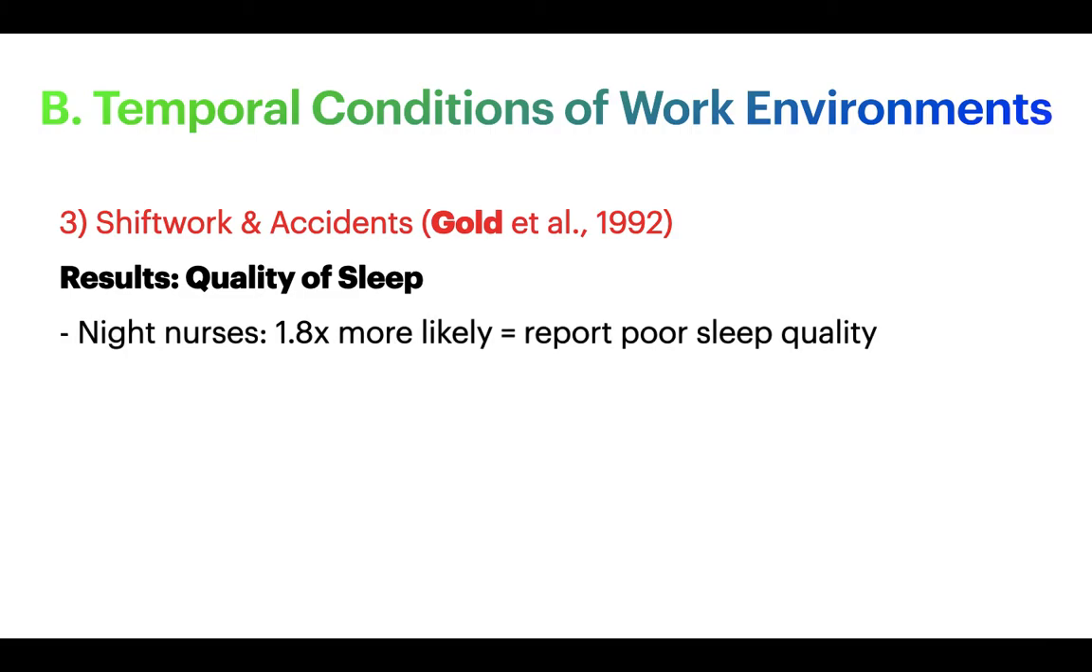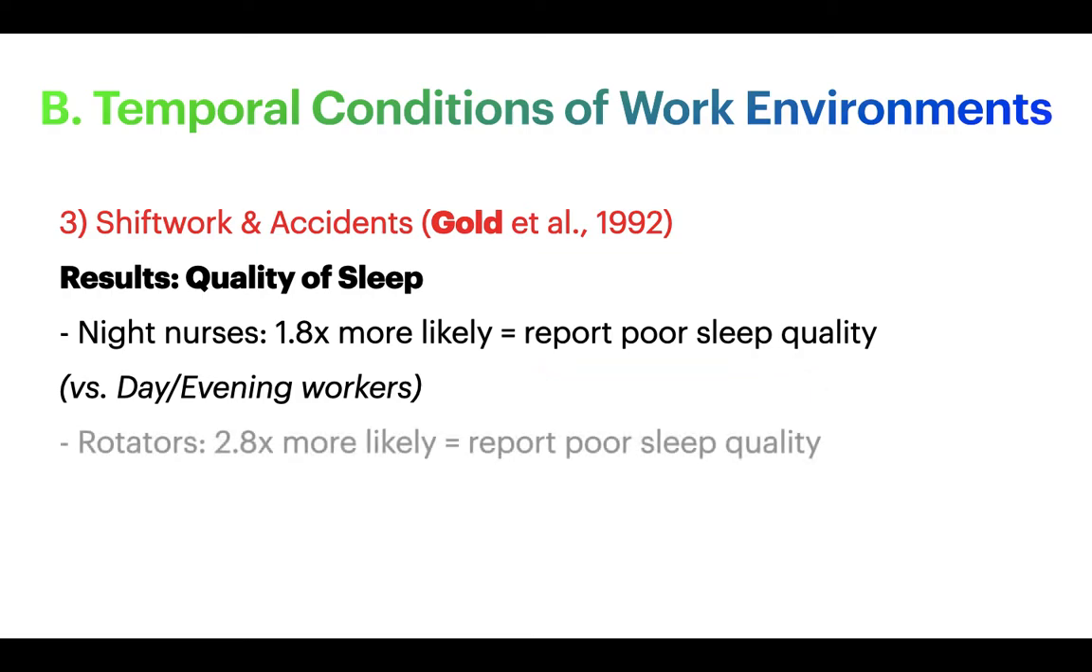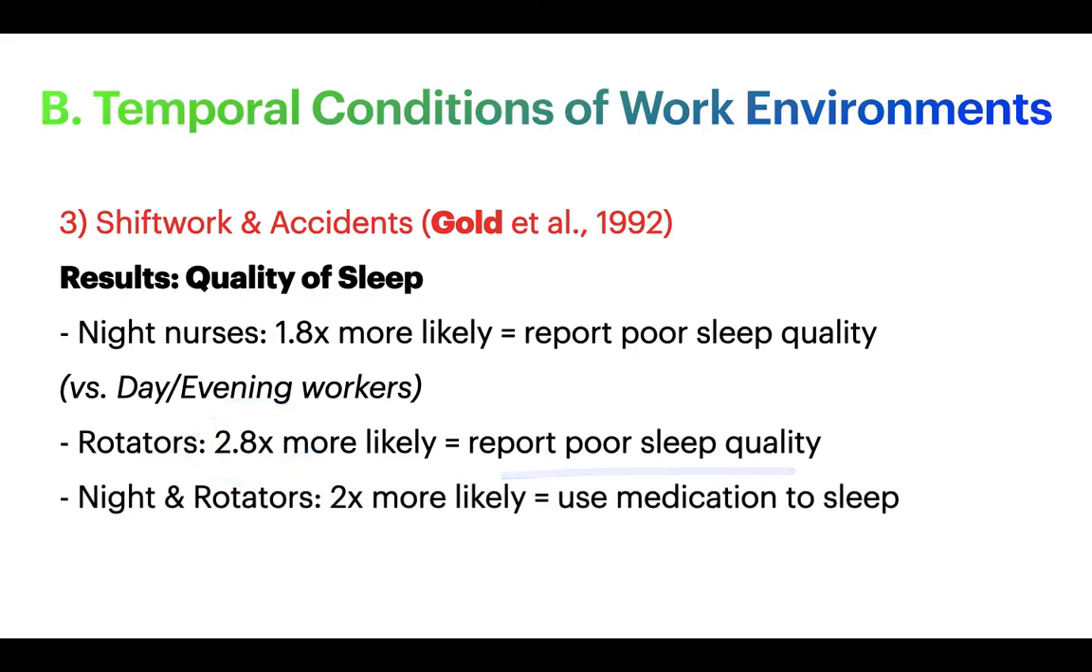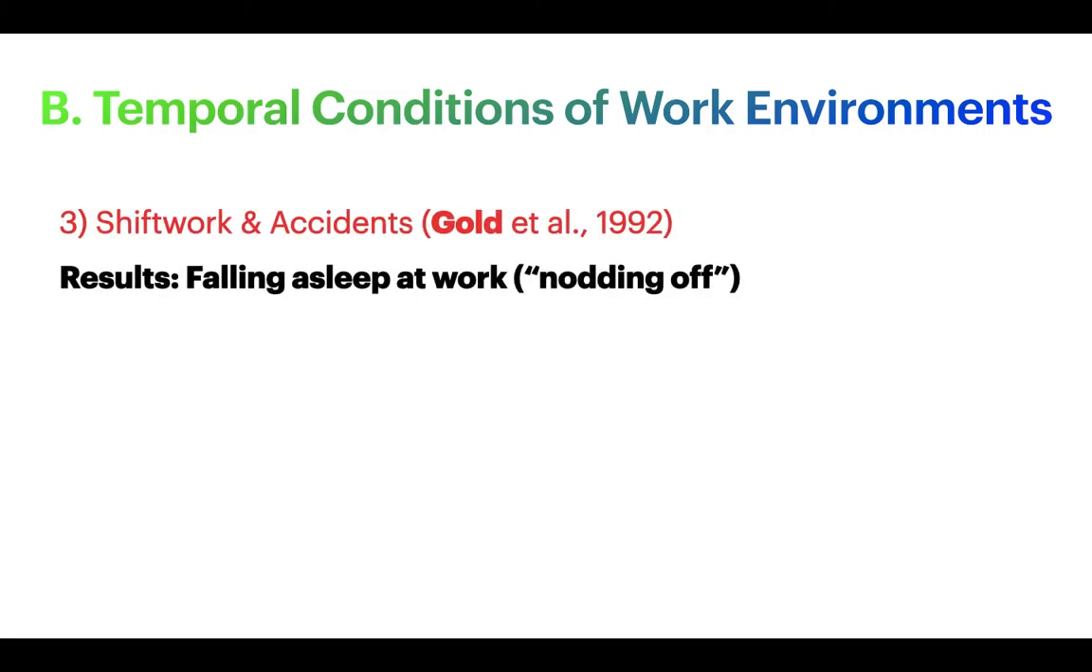Results for quality of sleep. Night nurses were 1.8 times more likely to report poor quality sleep. Right? So people who worked at night, poor quality sleep, that's not good, versus day and evening workers. So day and evening workers had no issues with their sleep. Rotators were even more likely, 2.8 times more likely to report poor quality sleep. Right? Night workers and rotators were 2 times more likely to use medication to help them sleep as well.